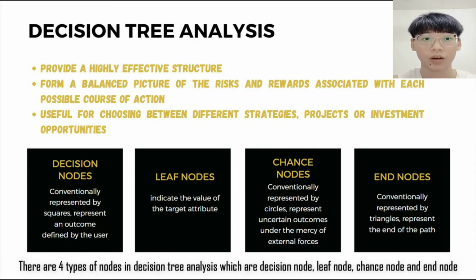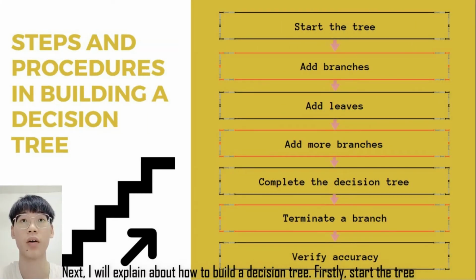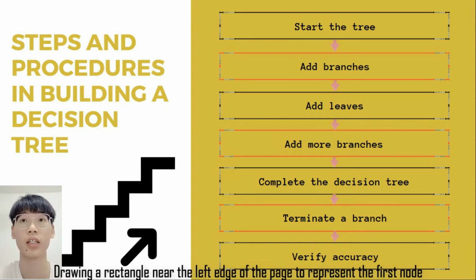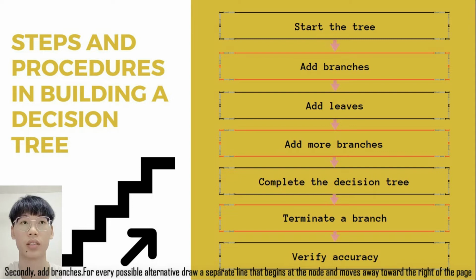There are 4 types of knot in decision tree analysis, which are decision knot, leaf knot, chance knot, and end knot. Next, I will explain about how to build a decision tree. Firstly, start a tree, drawing a rectangle near the left edge of the page to represent the first knot. In this rectangle, write the first question, main idea or criteria that will lead to decision. Secondly, add branch. For every possible alternative, draw a separate line that begins at the knot and moves away toward the right of the page.